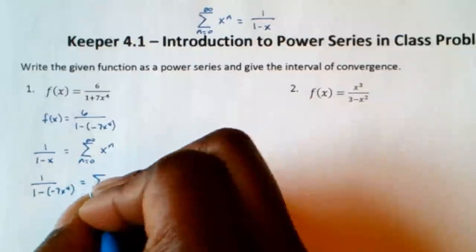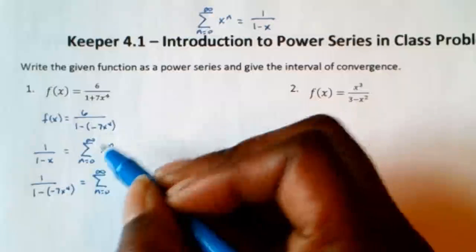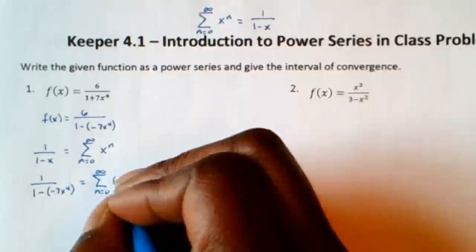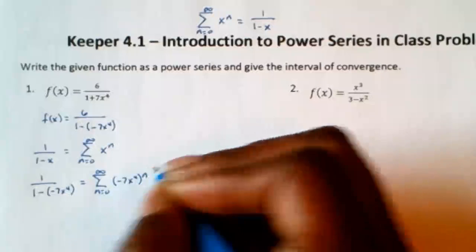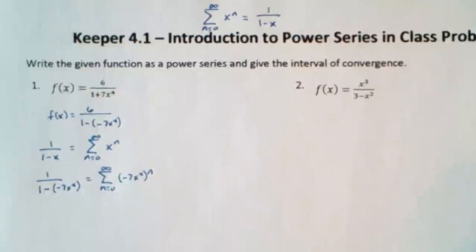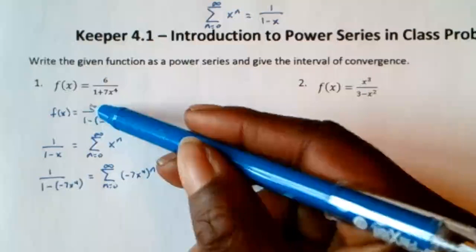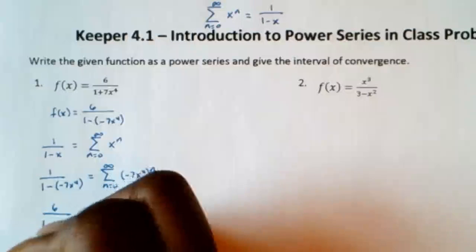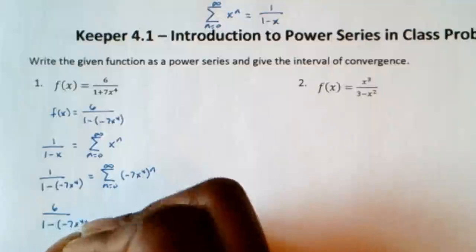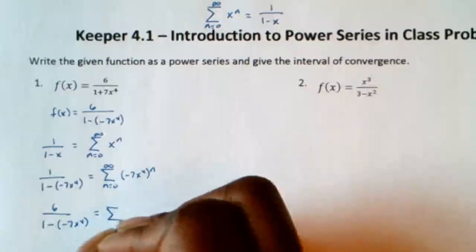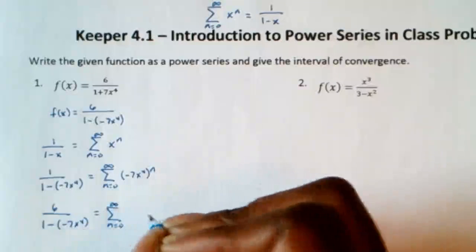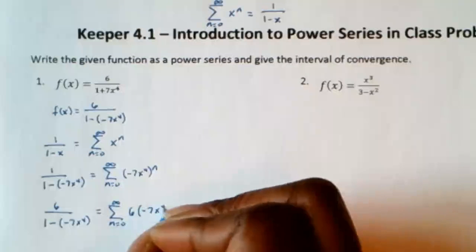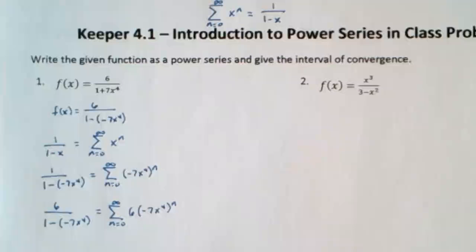And that's going to equal the sum, n equals 0 to infinity. Everywhere I see an x, I'm going to put the negative 7x to the 4th. So instead of x to the n, I'm going to say negative 7x to the 4th to the n. The last thing I need for my function is the 6 in the numerator, so I'm going to multiply the function by 6. I get 6 over 1 minus negative 7x to the 4th. All I did there was multiply by 6, so when I write my summation, I multiply that by 6. So I get 6 times negative 7x to the 4th to the n.